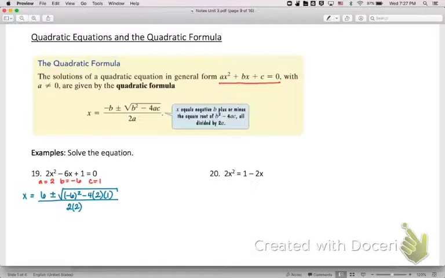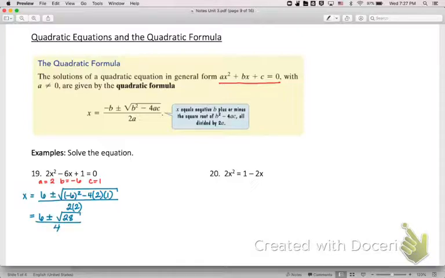Again, I don't want decimals. We always want the exact value unless it tells us to round, and it is not going to. So let's work on simplifying. We have 6 plus or minus the square root of, that's going to be 36 minus 8, so this is going to be the square root of 28, all over 4.